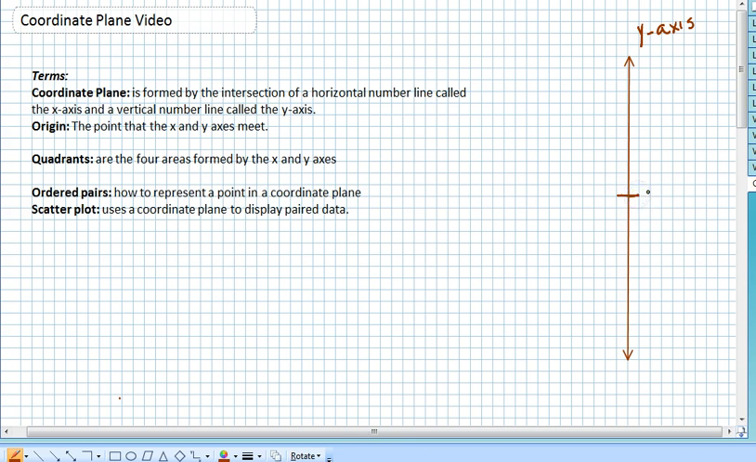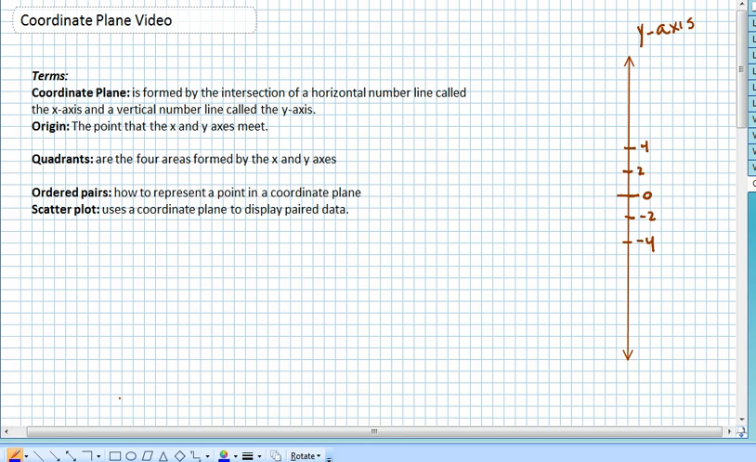I'm going to draw a line, and I'm going to call this line 0. Everything that goes above the 0 is going to be positive. So this is positive 1, positive 2, 3, 4, and so on. And below my 0 are going to be my negative numbers. So negative 1, negative 2, negative 3, negative 4, and so on.